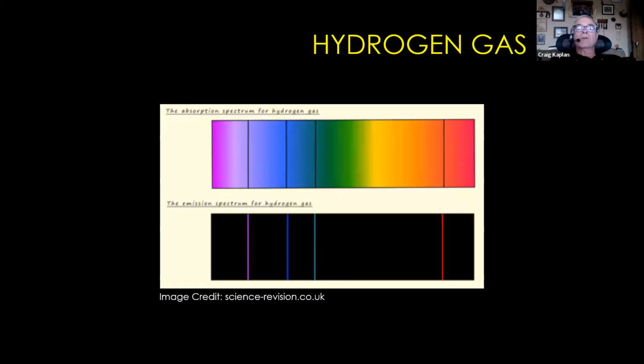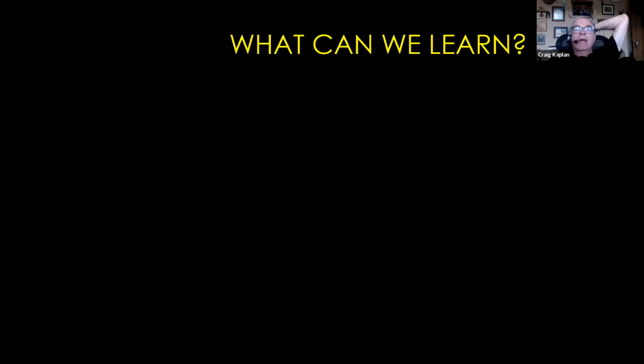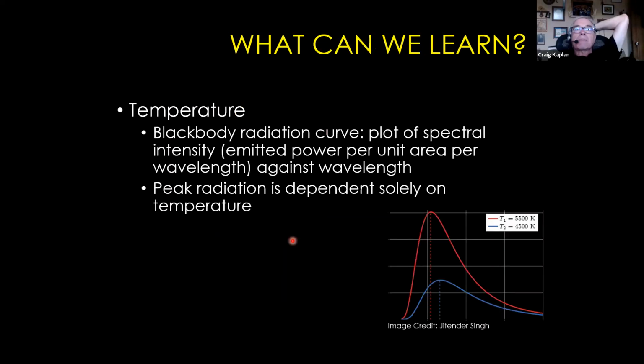So we said that we've learned everything we know about the universe, almost everything, from spectra. So what specifically can we learn from spectra, and how do we learn it? Temperature can be measured by spectra. A black body radiation curve is a plot of spectral intensity, emitted power per unit area per wavelength, against wavelength. And these are examples of two spectral curves.